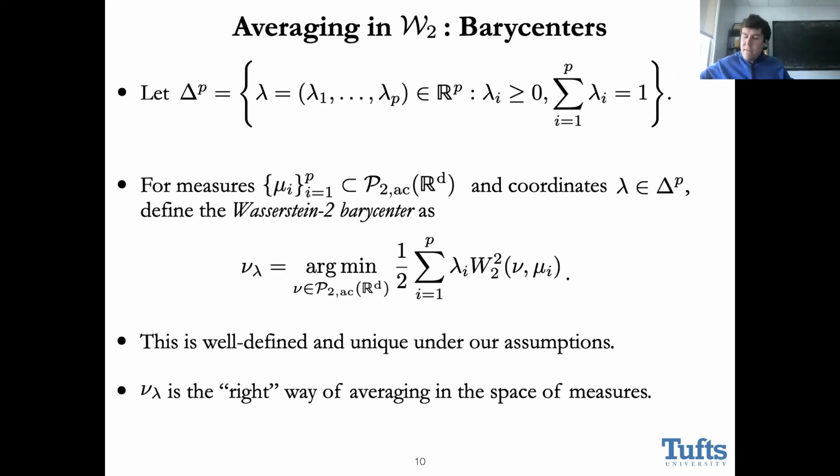So the perspective that I want to bring up here is, how can one think about classical ideas like low dimensional sets, subspaces, submanifolds in the space of probability measures endowed with the Wasserstein metric?